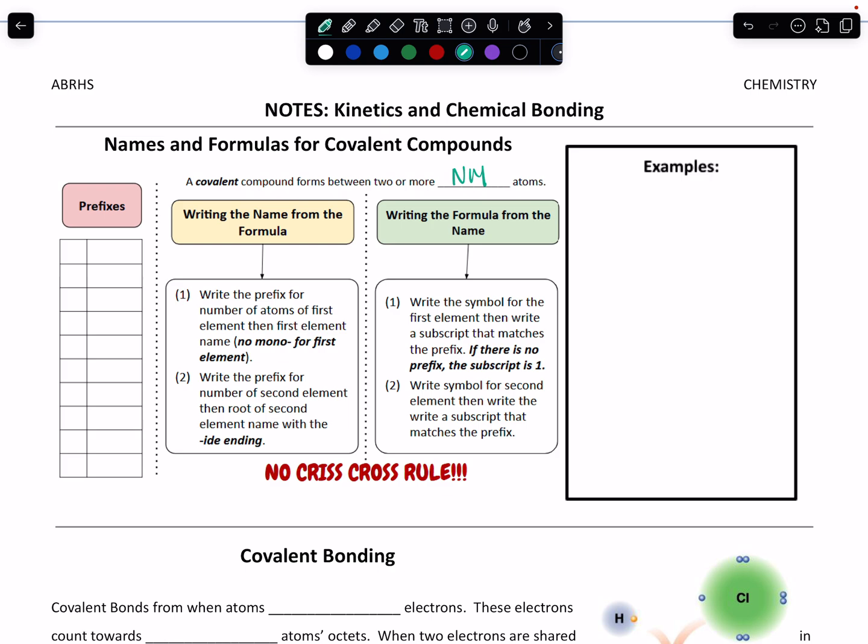All right. Now, unlike our ionic compounds, we are not going to be using the crisscross rule. We are not going to be using charges because these compounds form through sharing of electrons, not transferring. So we don't make ions. All right. So that means I can't just look at them, cross the charges, and get my subscripts. Instead, I have to indicate the amount of each atom in a different way. And that different way is using something called a prefix.